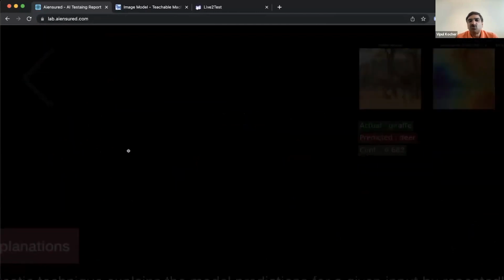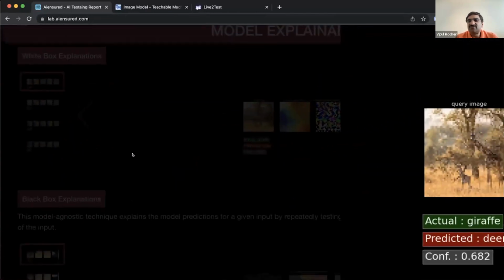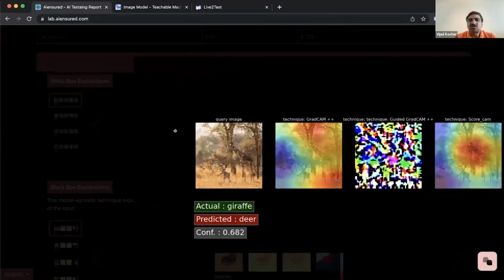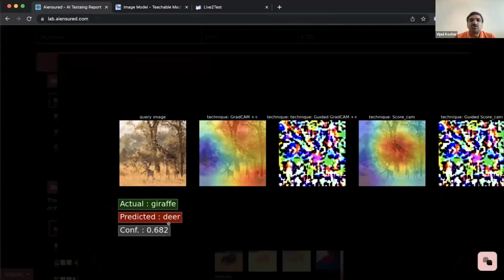Now here, for example, we have explanations. So this is an explanation. For example, actually it was a giraffe, but it was being predicted as a deer by the model with 68% confidence. And definitely this is a problematic area. So when I applied GradCam++, so my tool applies many different techniques for explainability. It shows me that some sort of stems of the trunks of the tree with a lot of greenery is being recognized as a deer.